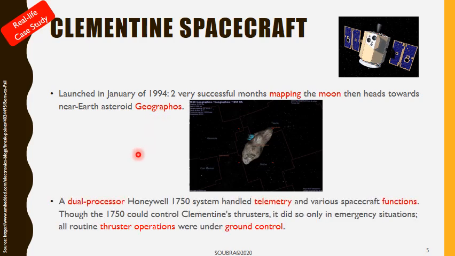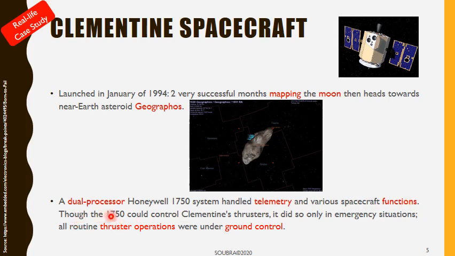Alright, now as embedded system engineers, we're gonna go ahead and check the embedded system that was used in that particular spacecraft. So the Clementine spacecraft used the dual processor Honeywell 1750 system. So this embedded system is a dual processor one, right? And it had some dedicated tasks, and those tasks were telemetry. This means sending data to Earth, and then it has some other functions.